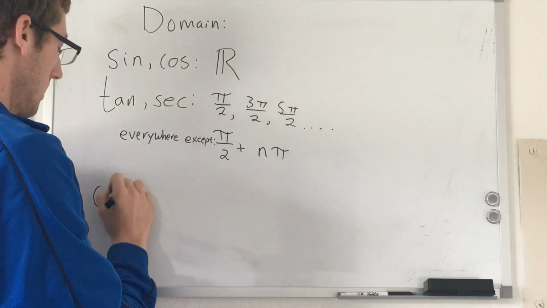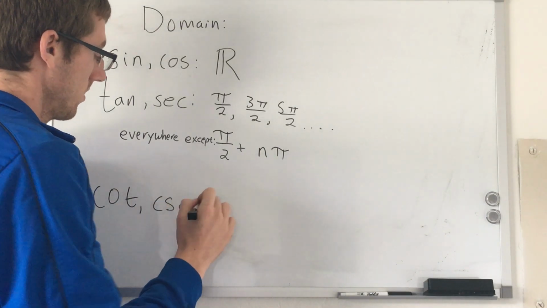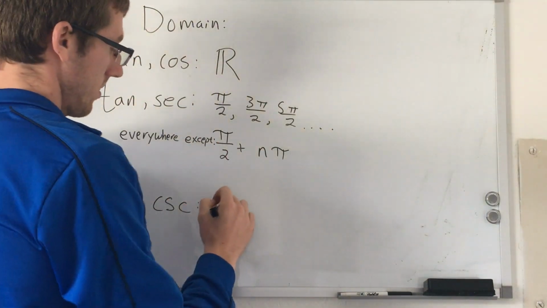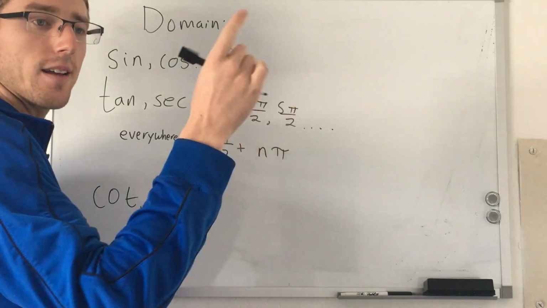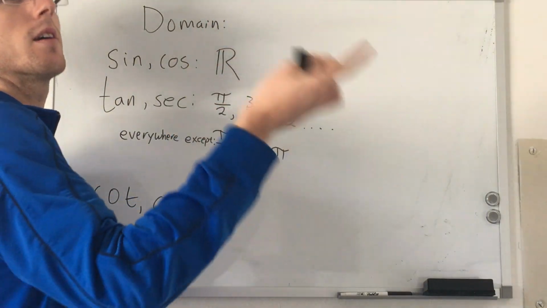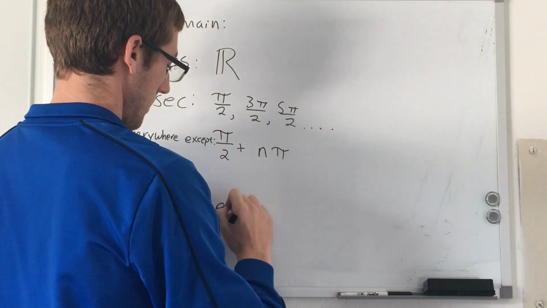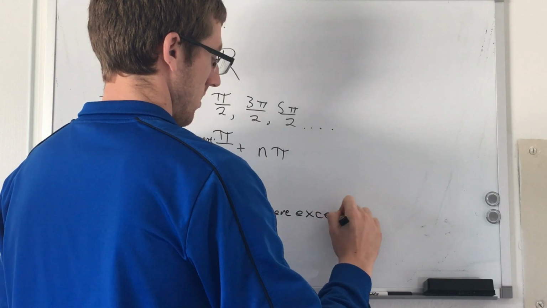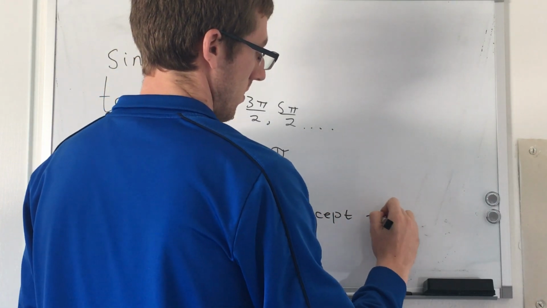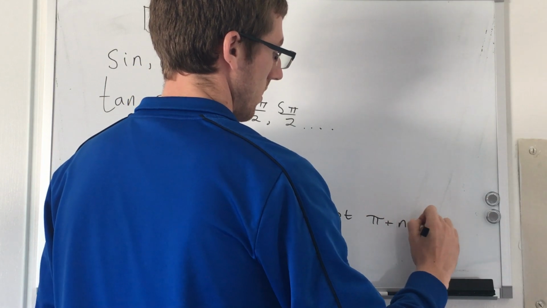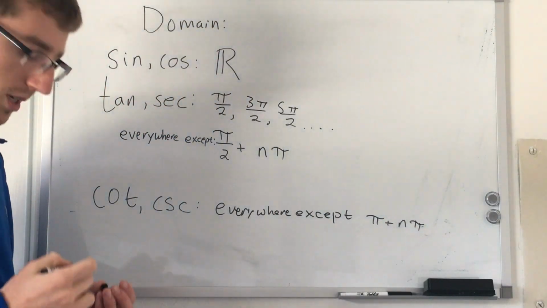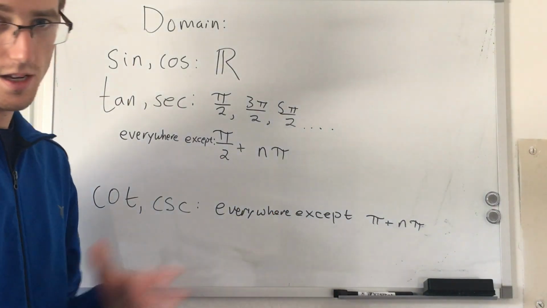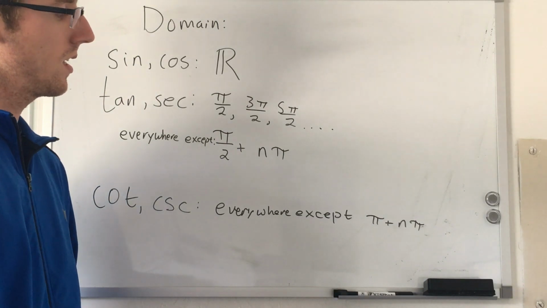So then the other ones are cotangent and cosecant. This is where sine's on the bottom, right? So sine is 0 at 0, pi, and 2 pi. So the way you say this is everywhere except pi plus n pi, where n can be any integer it wants to be. So that's the domain of these trig functions.